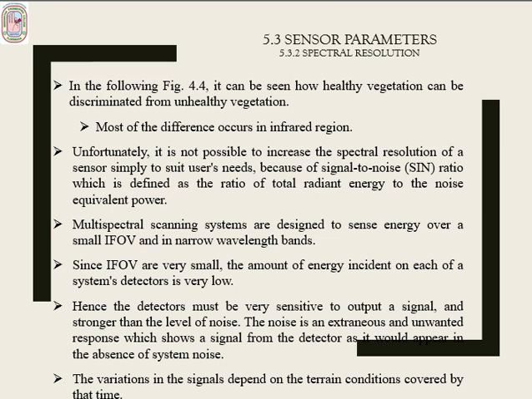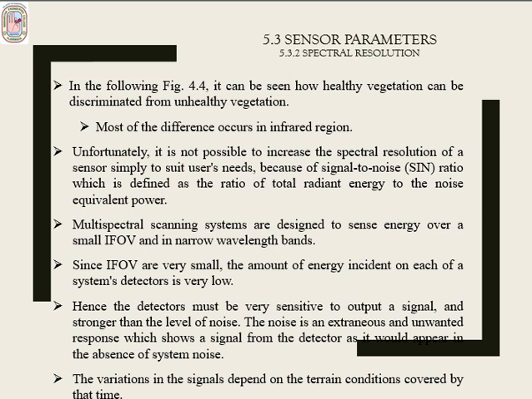Unfortunately, it is not possible to increase the spectral resolution of a sensor simply to suit user needs because of the signal to noise ratio, which is defined as the ratio of the total radiant energy to the noise equivalent power. And also by increasing the number of bands, the cost of launching the satellites will also increase. Maintaining satellites with this many bands is also difficult.